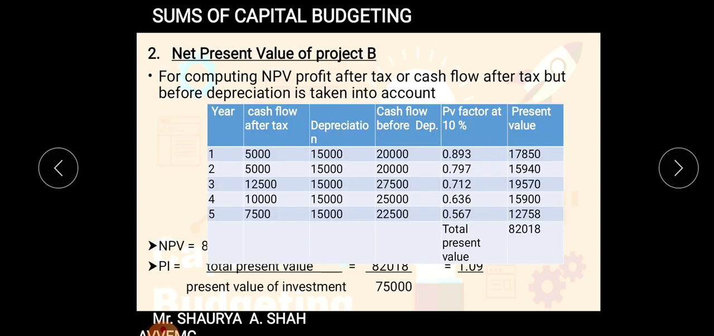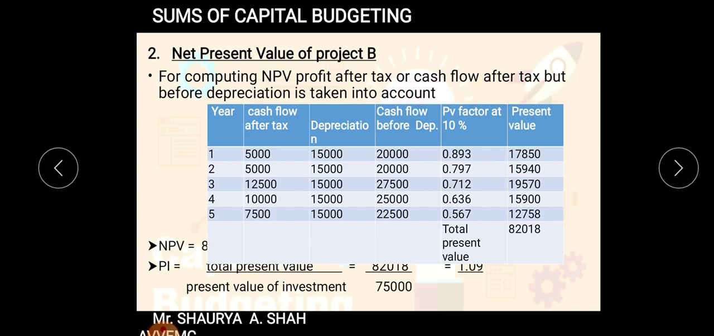The second is your net present value of project B, right? Similarly, what we calculated for project A, you need to calculate it for project B. Remember, students, in university exams, the same type of sums are repeated. If you are clear with the methods and the concepts, then it will be very easy and very scoring sums are asked. Fine. Okay, for computing NPV, cash flow after tax is considered.